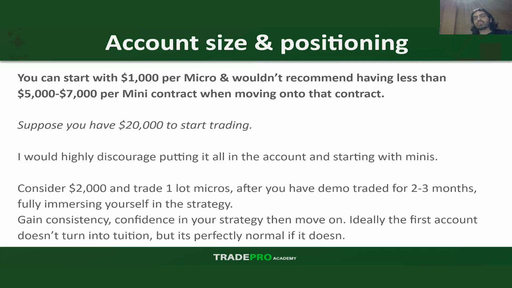So you can start with $1,000 per micro contract, right? I think that's fair, regardless of the $40 margin, whatever the case is. Anywhere between $700 and $1,000 per micro contract in your account allows you to trade one contract, right? I wouldn't recommend having too much less. Per mini, between $5,000 and $7,000 I feel is a fair amount. So suppose you have about $20,000 to start trading. I would highly discourage you from putting it all into the account and starting with minis. That is the last place you want to be.